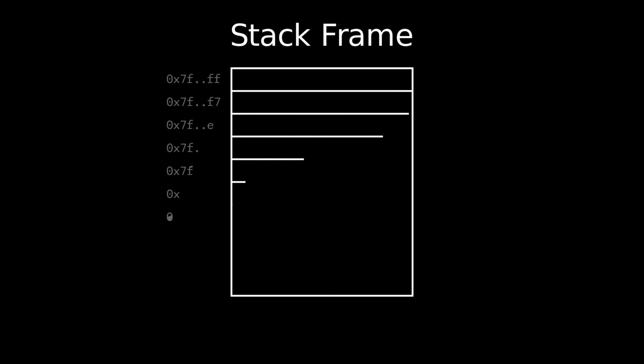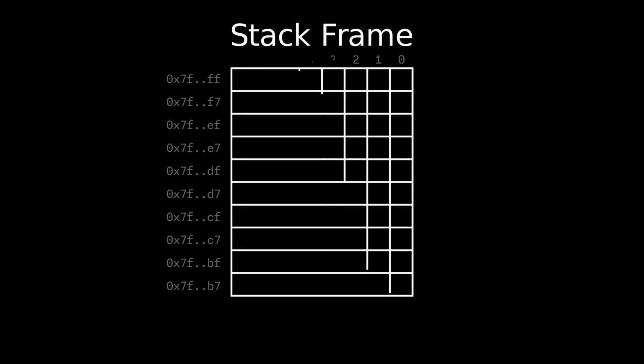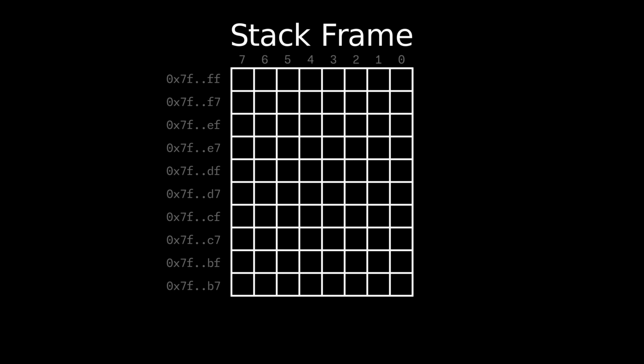So if we actually look at this from an individual frame, at the top we have high addresses. At the bottom, we have lower ones because the stack moves down. Does anybody want to tell me the first thing that's going to go in this when you call a function? Anybody at all? Literally anyone.